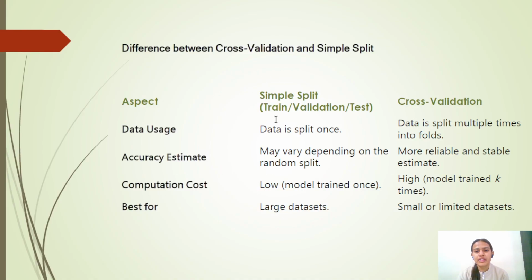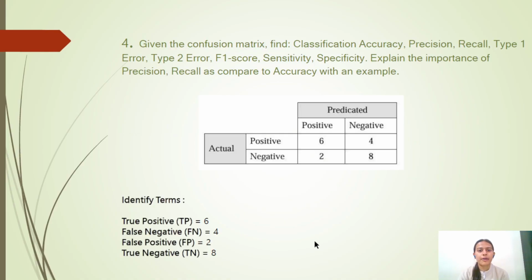What is the difference between simple split and cross validation? In a simple split, data is split once, while in cross validation data is split multiple times into folds. With a simple split, the accuracy estimate may vary depending on the random split, while cross validation gives a more reliable and stable estimate. Computation cost is low for a simple split and high for cross validation. A simple split is best for large data sets and cross validation is best for small or limited data sets.